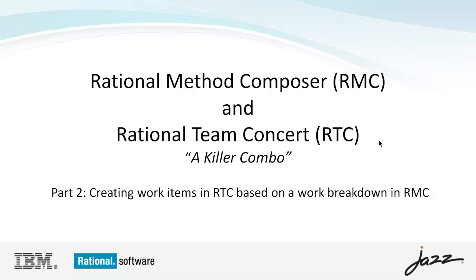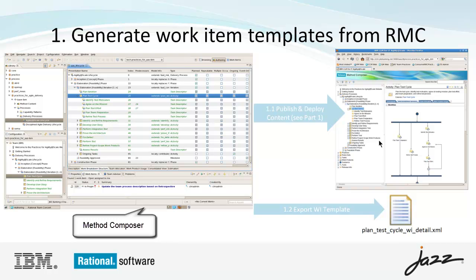Before I show you the tools in action, let me step through a basic scenario. The first step is to publish the team's process description to the Jazz Team server. For details on this step, see Part 1 in this series of Rational Method Composer and Rational Team Concert Interoperability videos. The second step is to generate the work item templates.